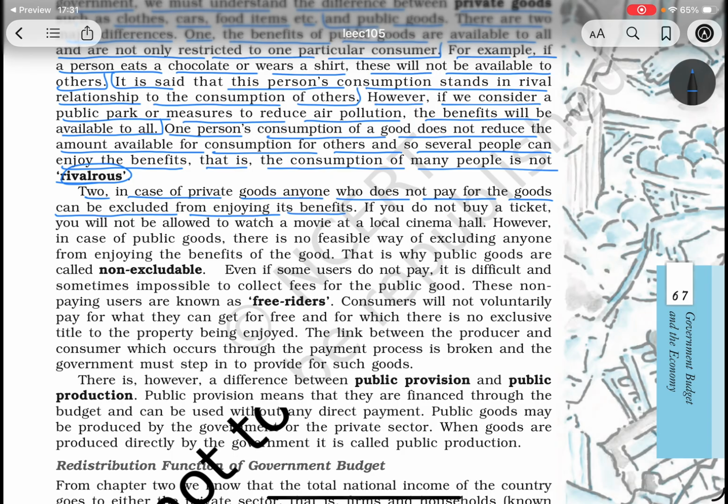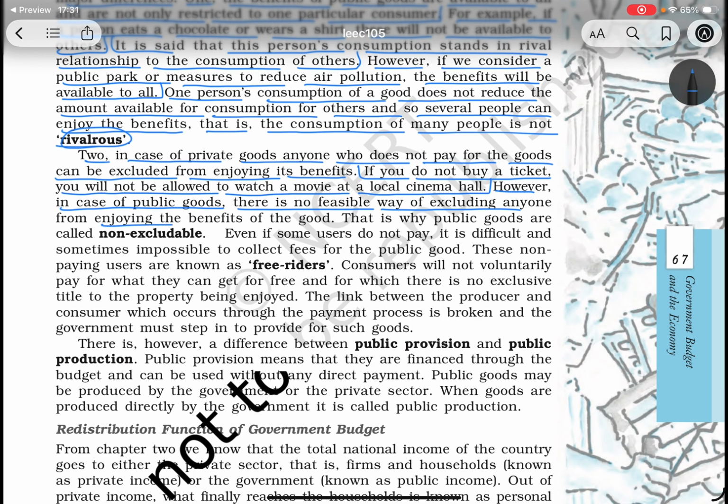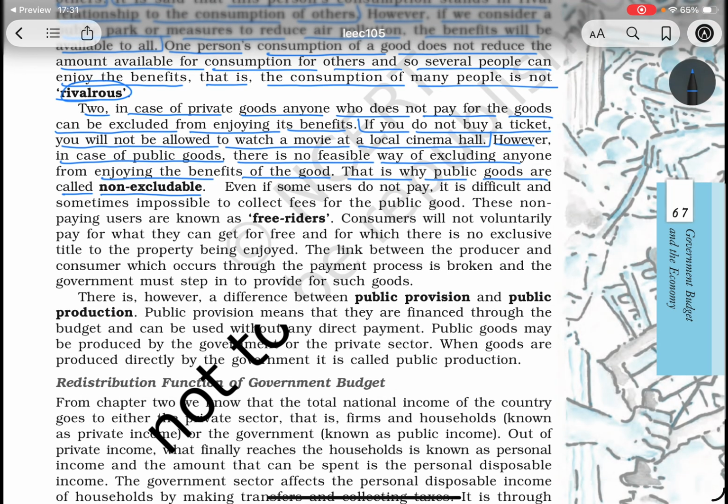Two, in case of private goods, anyone who does not pay for the goods can be excluded from enjoying its benefits. If you do not buy a ticket, you will not be allowed to watch a movie at a local cinema hall. However, in case of public goods, there is no feasible way of excluding anyone from enjoying the benefits of the good. That is why public goods are called non-excludable.